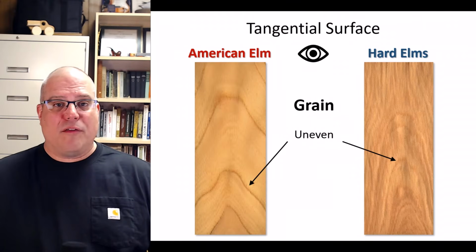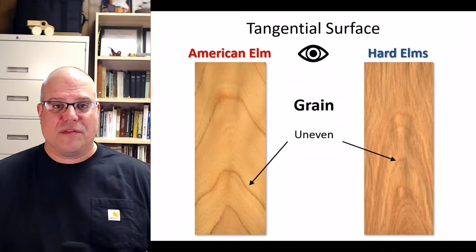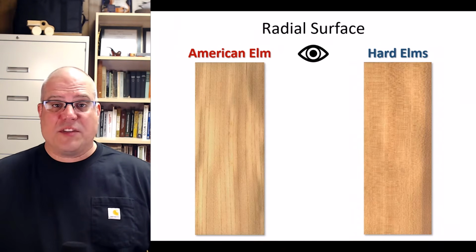Both elms have what we call uneven grain. That means you can clearly see a visual contrast between the early wood and the late wood on the tangential surface. Now let's move to the radial face. While you might notice some ray fleck in both images, the flecks are not big and prominent like we saw in the oaks, so there really isn't much to remember on the radial face.